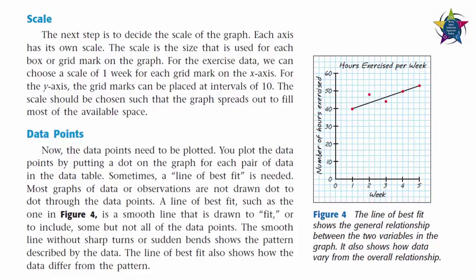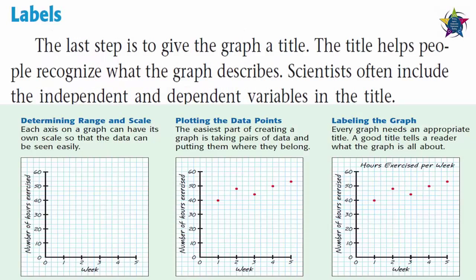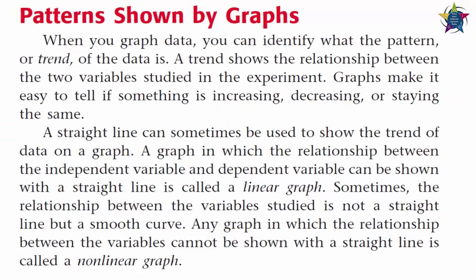The smooth line without sharp turns or sudden bends shows the pattern described by the data. The line of best fit also shows how the data differ from the pattern. Labels. The last step is to give the graph a title. The title helps people recognize what the graph describes. Scientists often include the independent and dependent variables in the title.